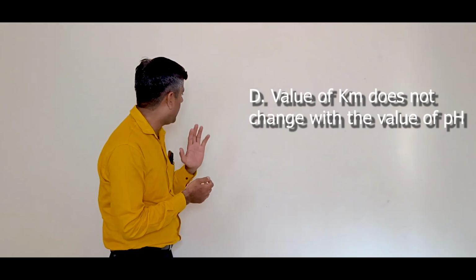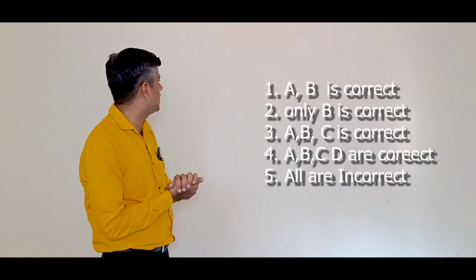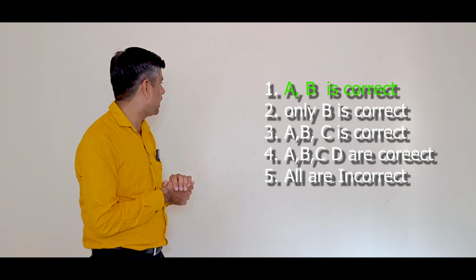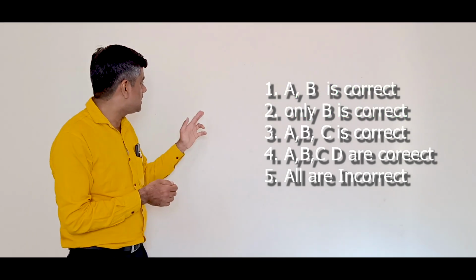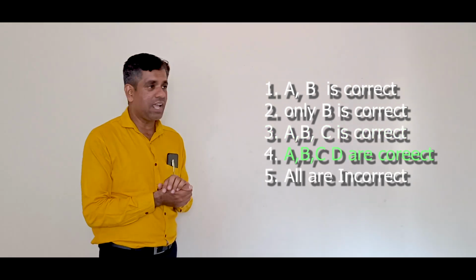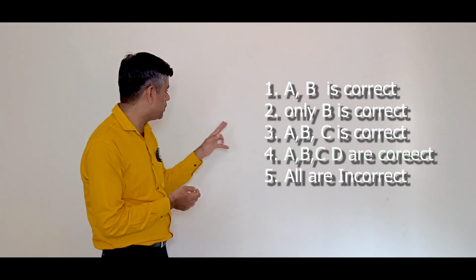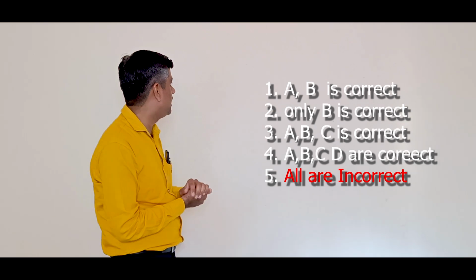I have options with me: the first option says A, B is correct. The second says that only B is correct. The third says that A, B, C is correct. The fourth says that A, B, C, D are correct. And the last one says that all are incorrect, none of these is right. Okay, let's see one by one.